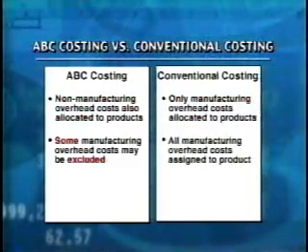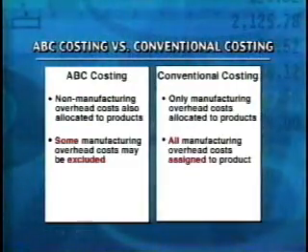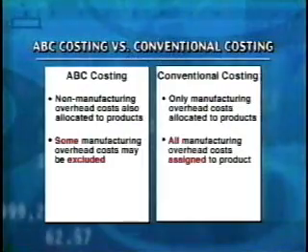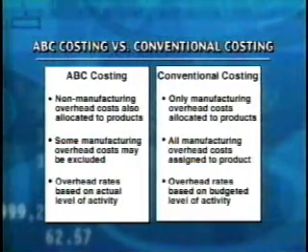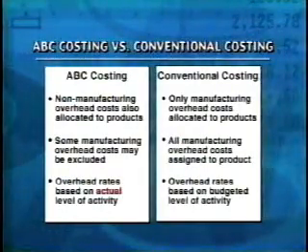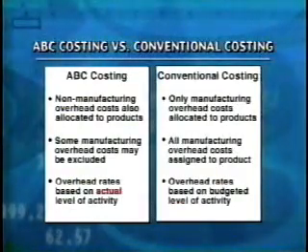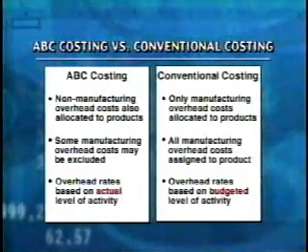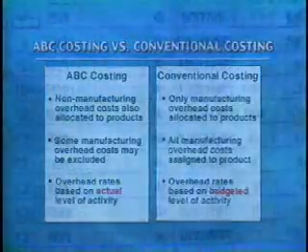Also, ABC may not allocate some manufacturing costs, such as plant rent, because there is no logical basis for doing so. Conventional costing systems allocate all manufacturing costs. With ABC, overhead rates may be based on the actual level of activity rather than on the budgeted level, resulting in idle capacity costs not being assigned. Conventional costing systems use the budgeted level, which allows for idle capacity.